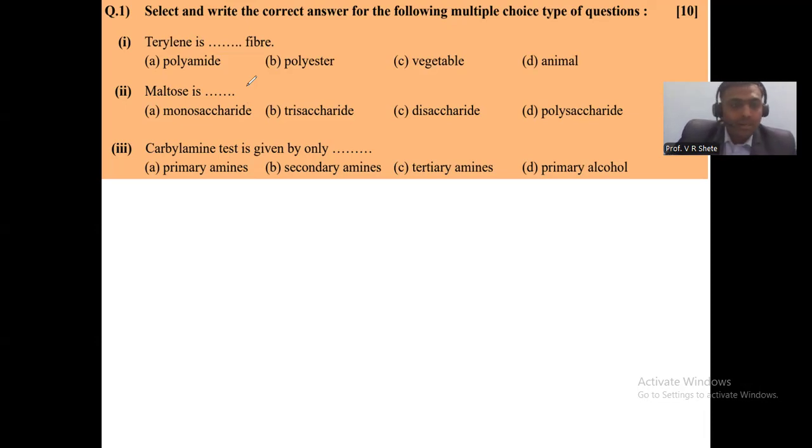Second question, maltose. The question is coming from biomolecules. Maltose is a disaccharide. A disaccharide is a combination of two monosaccharides.